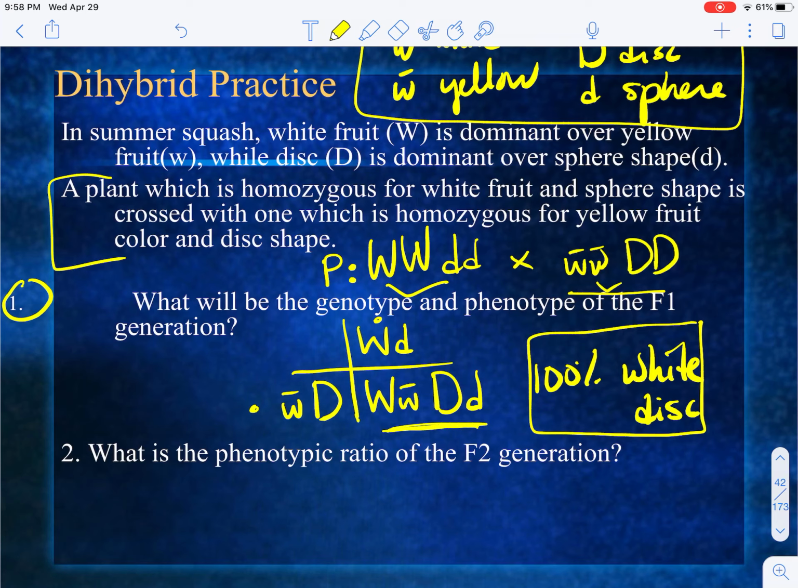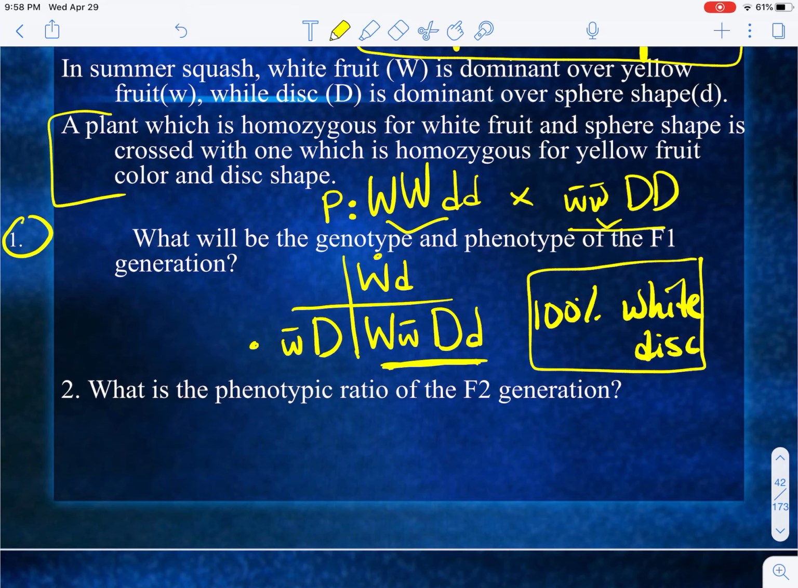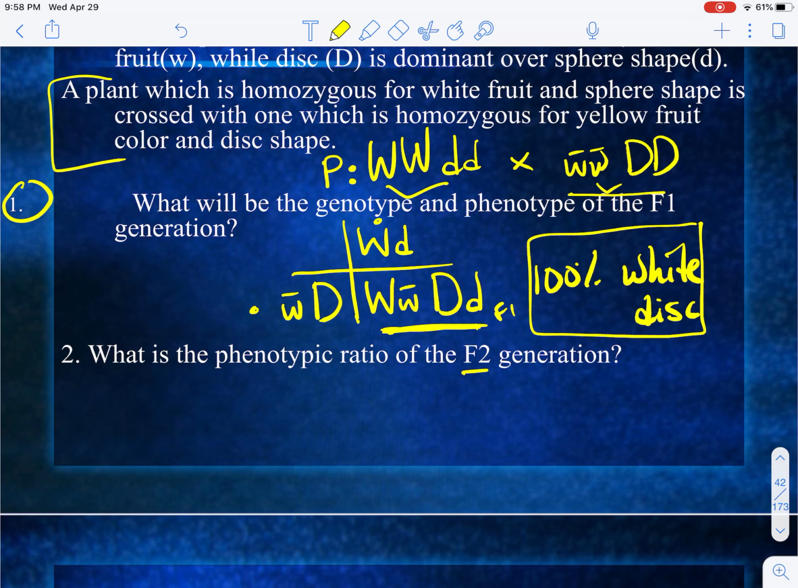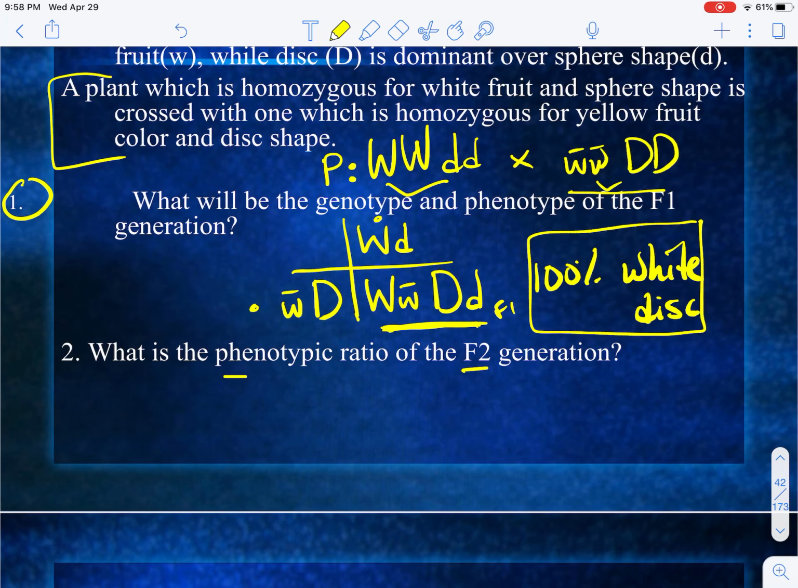Okay, so you're just finding the parents that they're talking about, finding the gametes that are possible for those two parents, doing your cross. It just happens to be a really tiny Punnett square for this one, and just figuring out what this baby looks like. Now they're telling us, no, this is F1, the first set of kids for this cross.